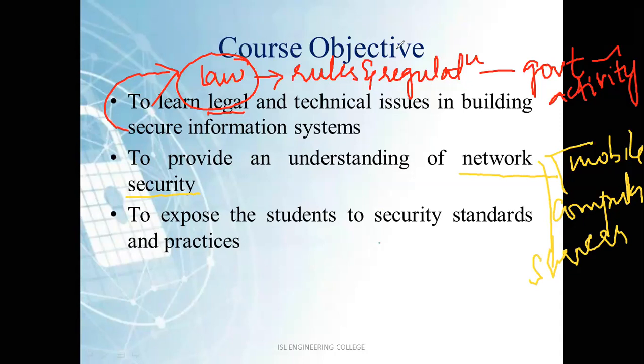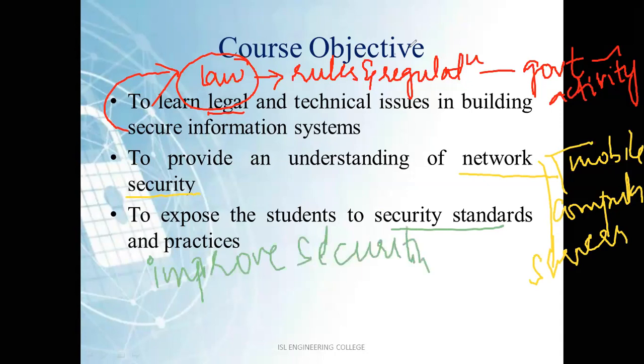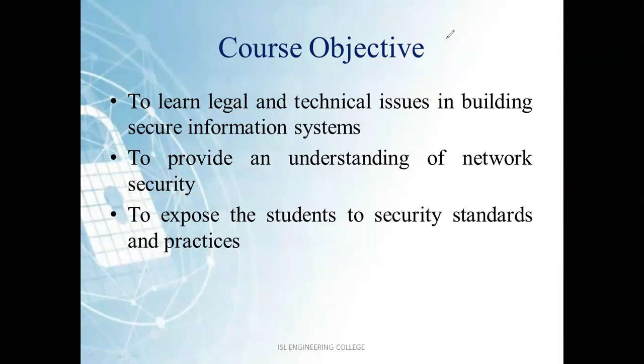Then the next one is to expose the students to security standards and practices. Some specific security standards mean how you're going to secure this information. The goal of the standard is how you're going to improve security. If you do not know the standards, it will be very difficult for you to improve the security of this information system. So these are the three objectives of the particular course.